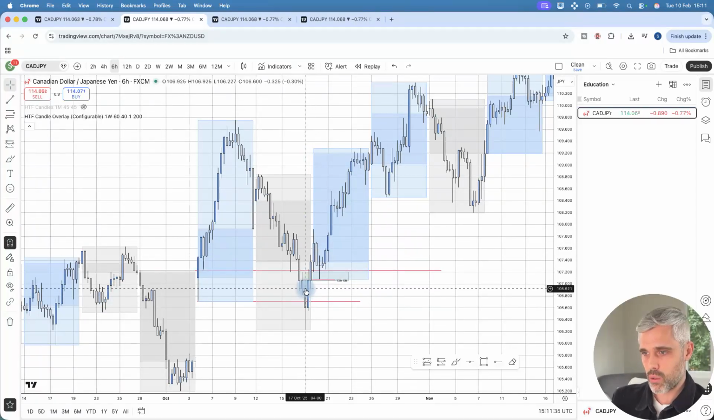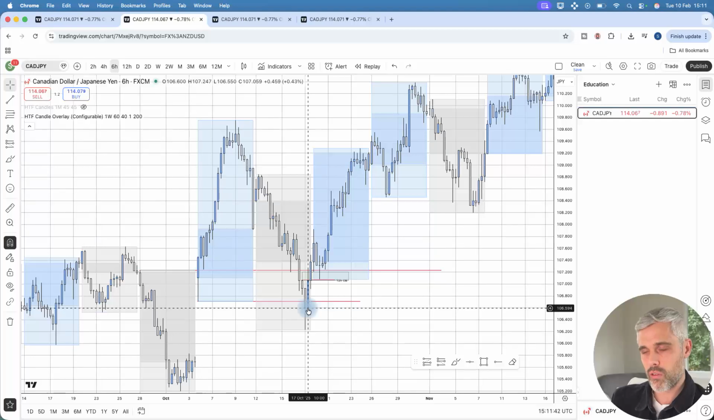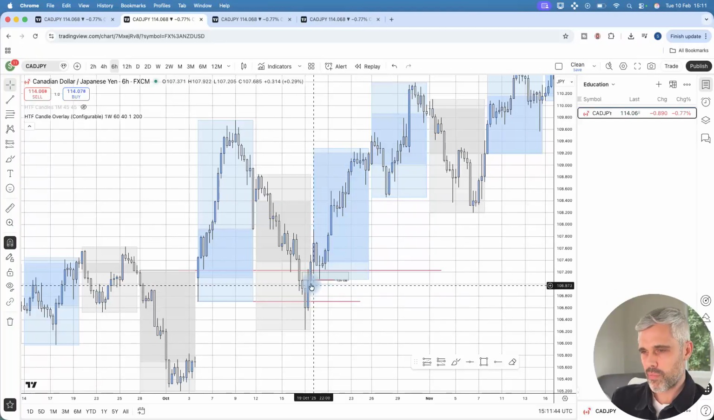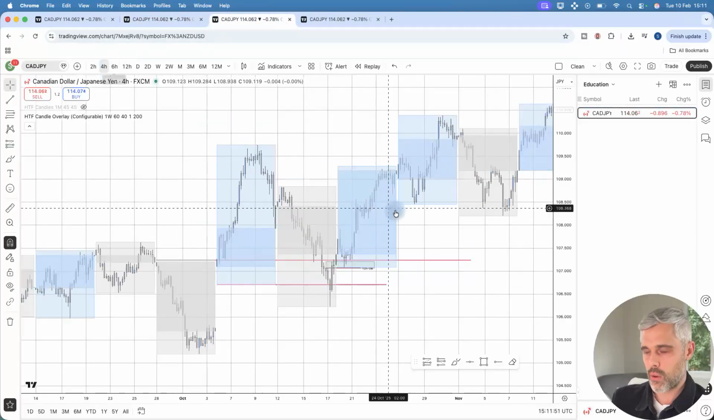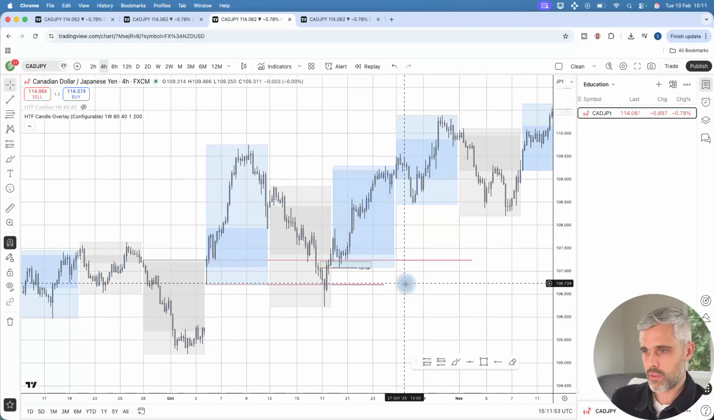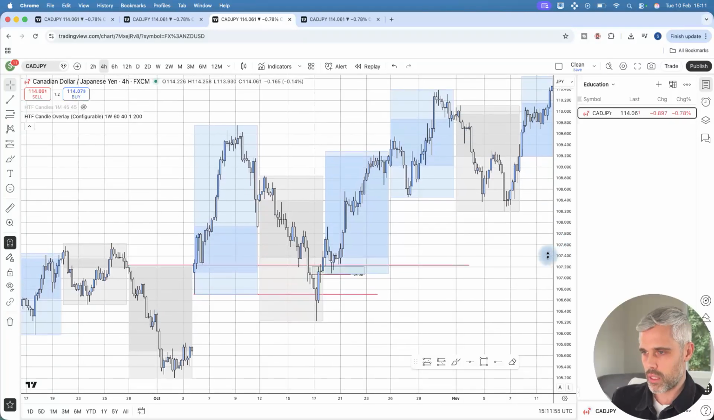We have a 6-hour order block right here, and then these two down candles make up our 12-hour order block. So I'm not sure this gives us too much from a refinement perspective. So we can drop down again. Now we're in the 4-hour. Okay, now we have something that looks a bit different.